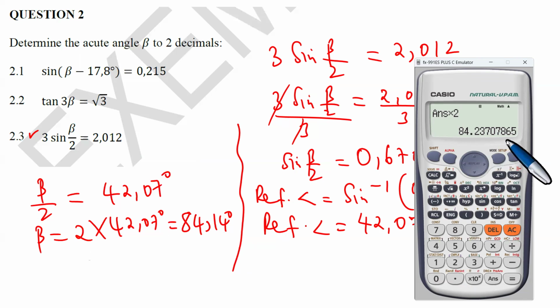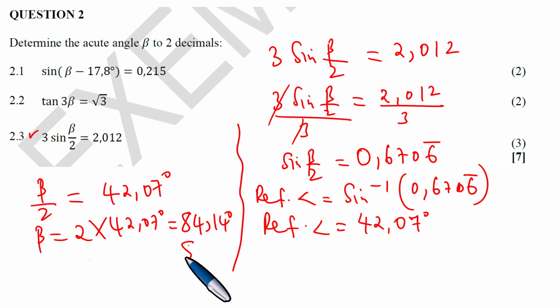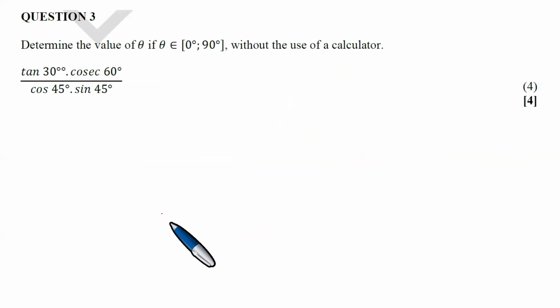A very, very accurate answer. So another student can write 84.24 degrees, which is a more accurate answer, because I did not round off anything. I just calculated from the beginning to the end, saving every digit on the calculator screen. Okay, that's fine. Let's move to the next question, as part of what we need to learn.